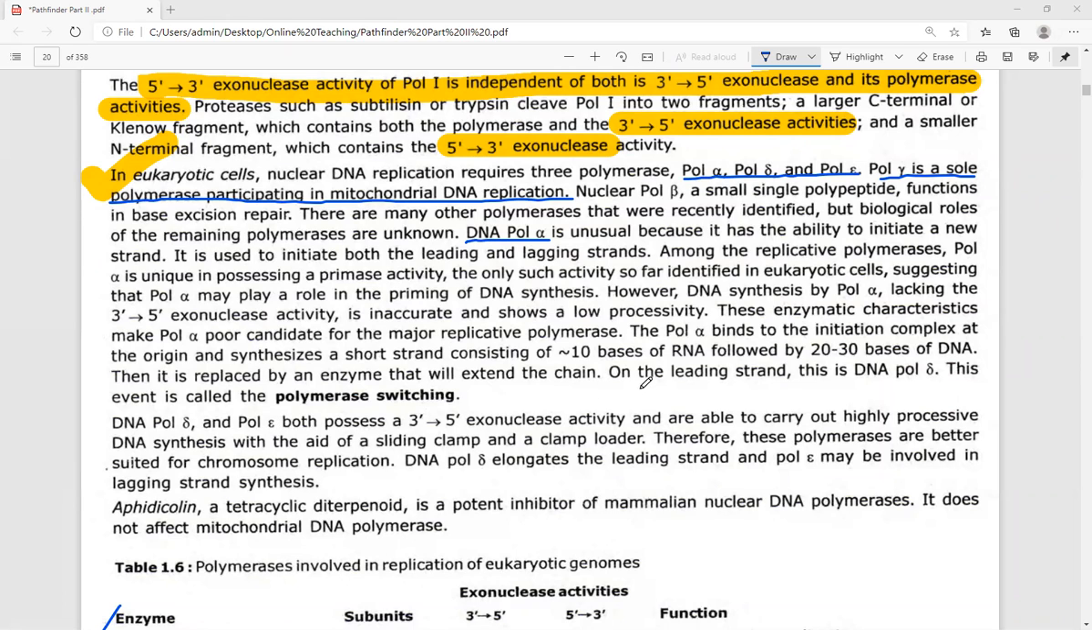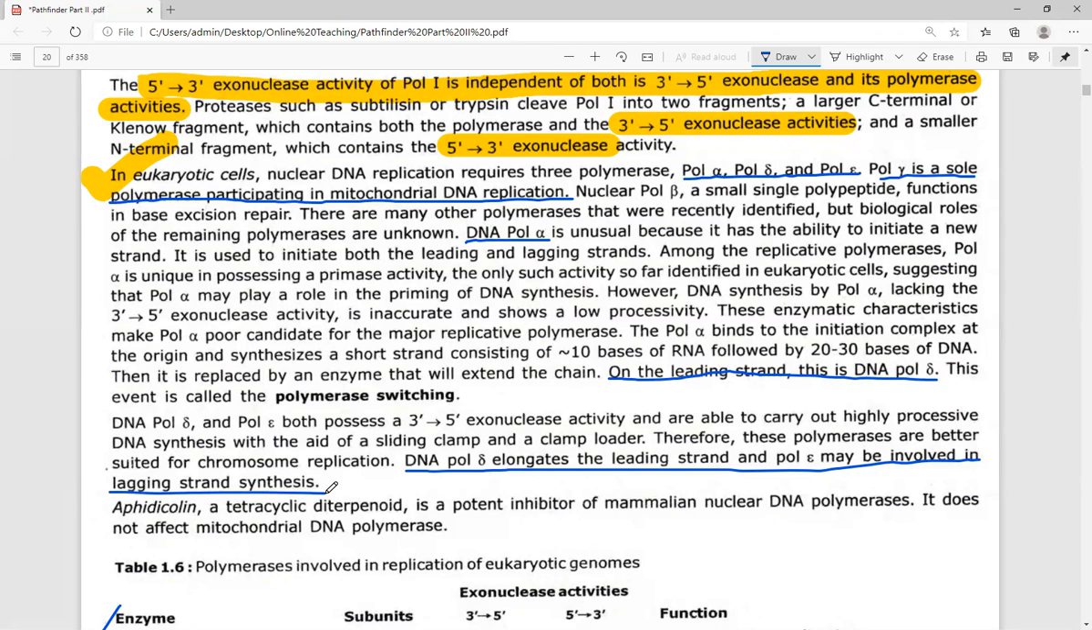On the leading strand, the DNA is biosynthesized by DNA polymerase delta, whereas on the lagging strand, it is biosynthesized by DNA polymerase epsilon. DNA polymerase delta elongates the leading strand, and polymerase epsilon may be involved in lagging strand biosynthesis.